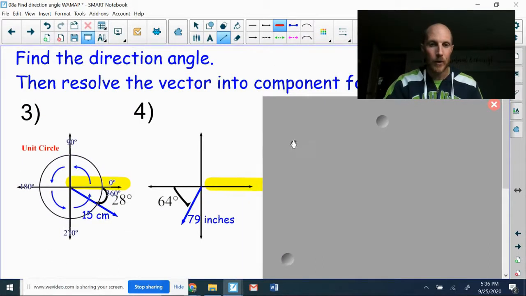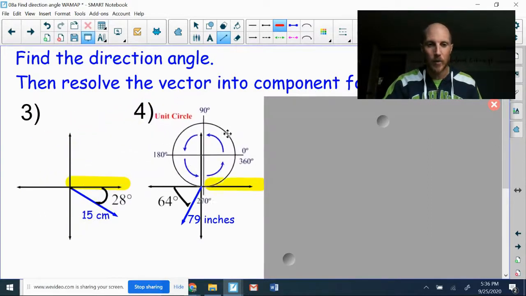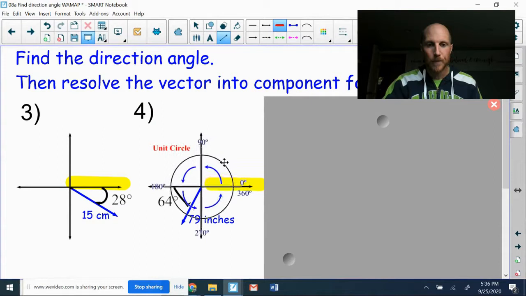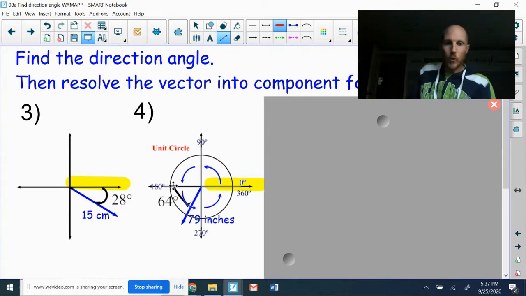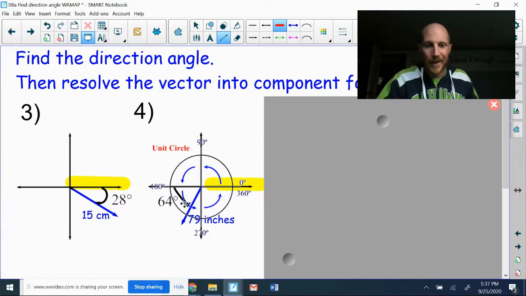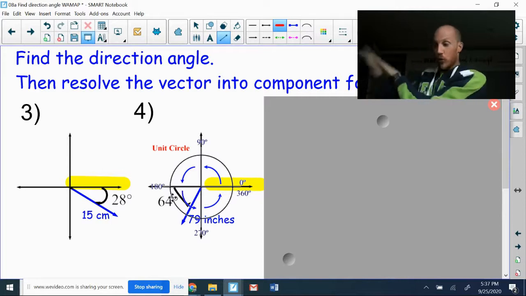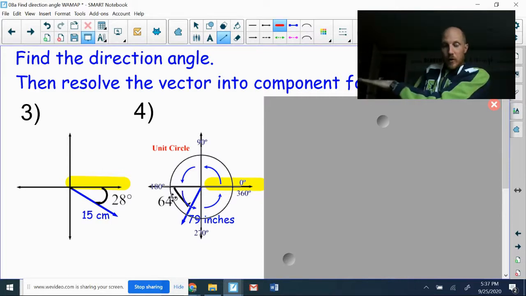Okay, let's take a look at the next one. So this one, we've got a 64-degree angle measured there, but this is from the opposite side of the x-axis. It's like the negative side of the x-axis. Let me bring my overlay. Okay, so to get from that part of the x-axis down to where that vector of 79 inches is at, I'd have to rotate in the correct direction. That's the same way direction angle goes.